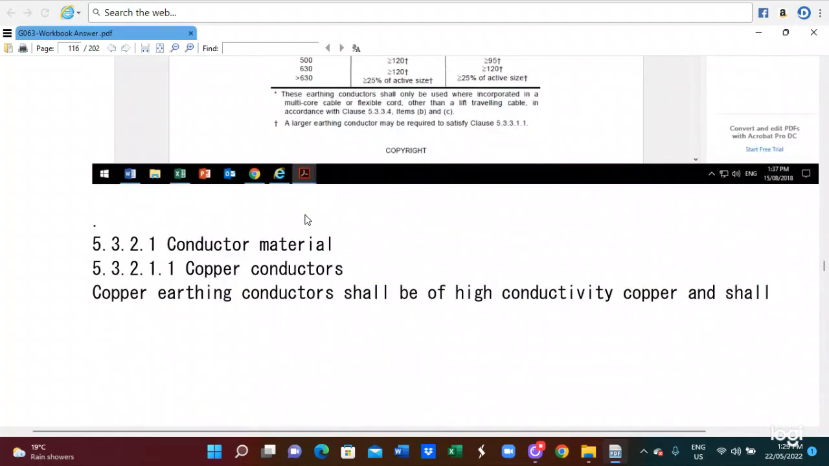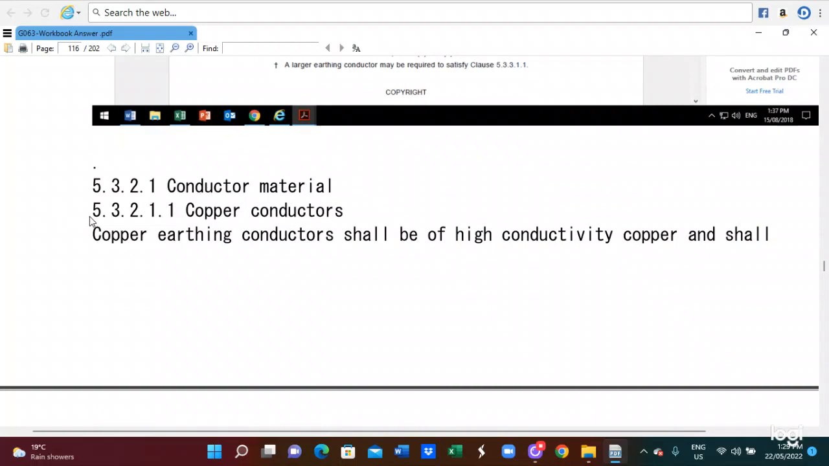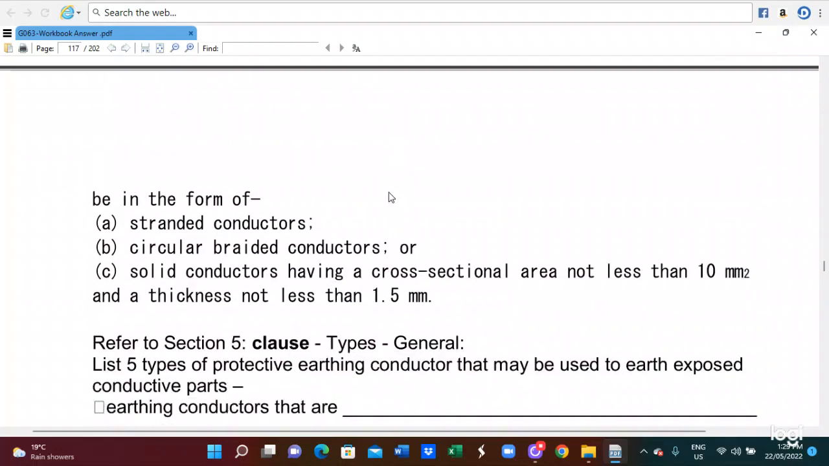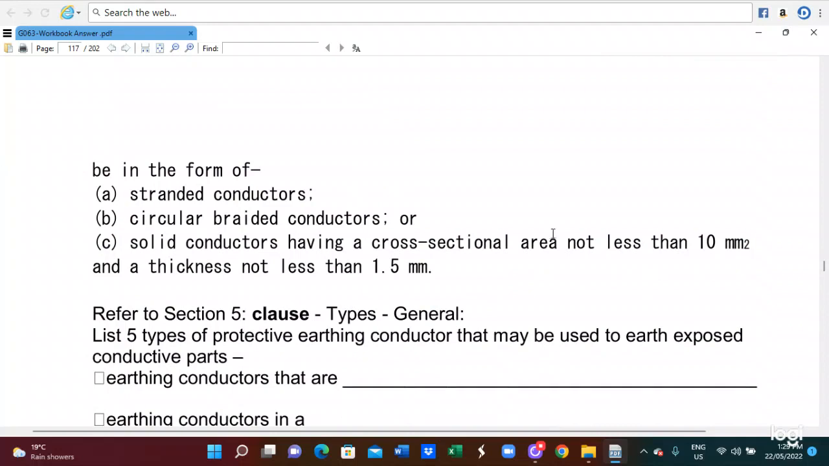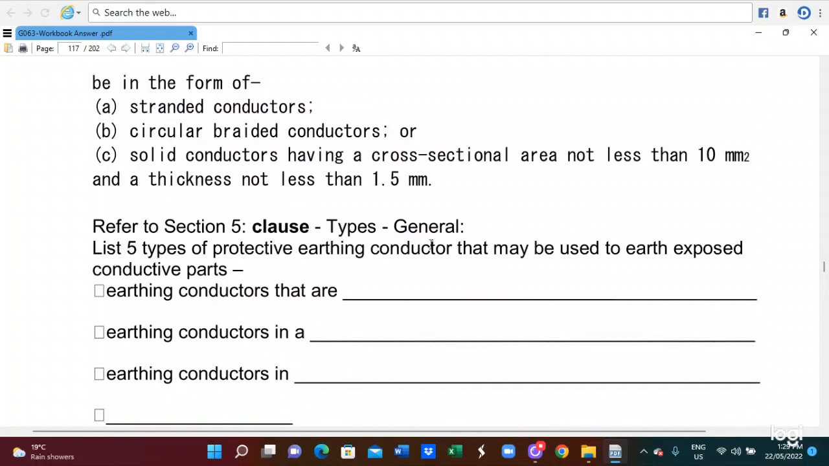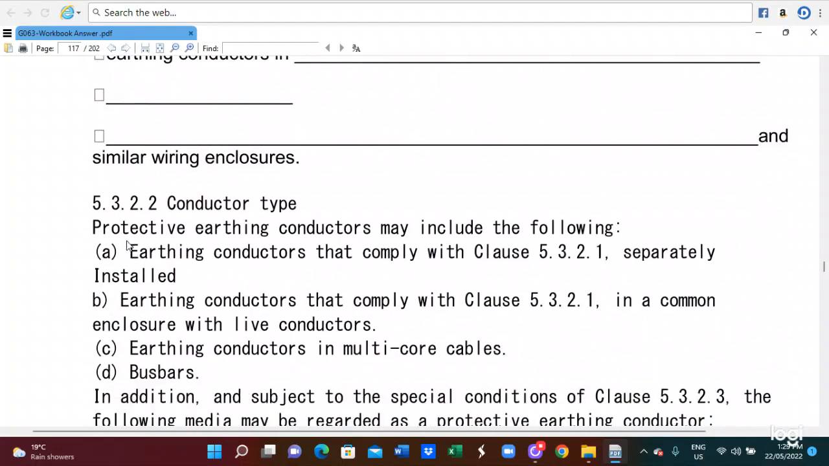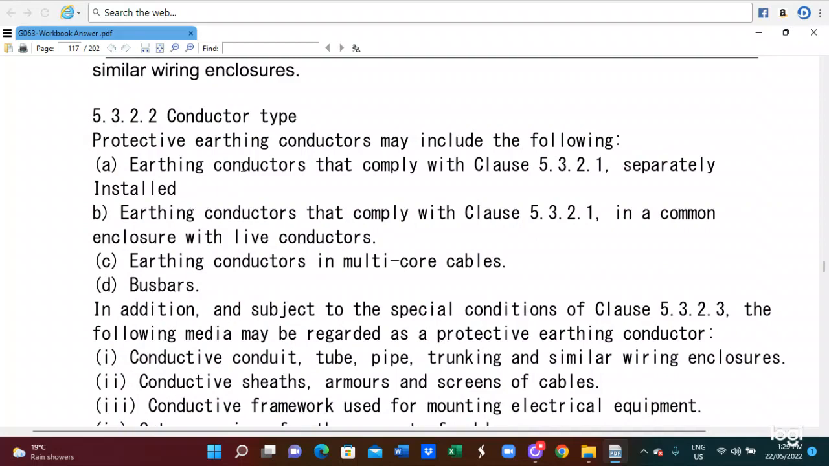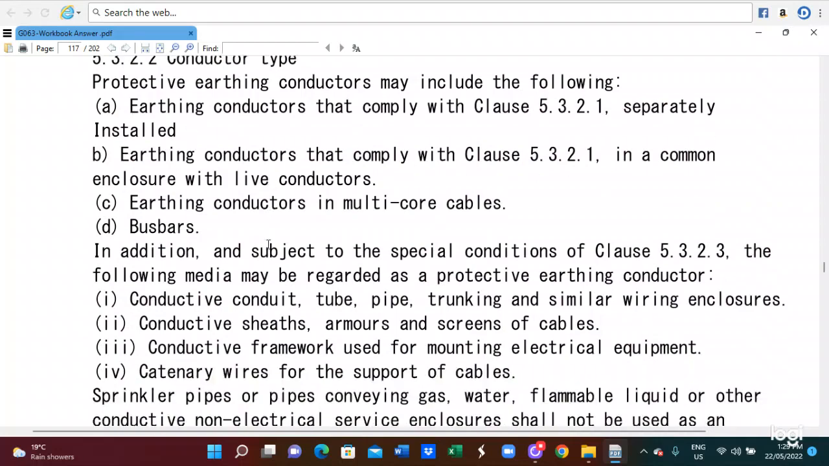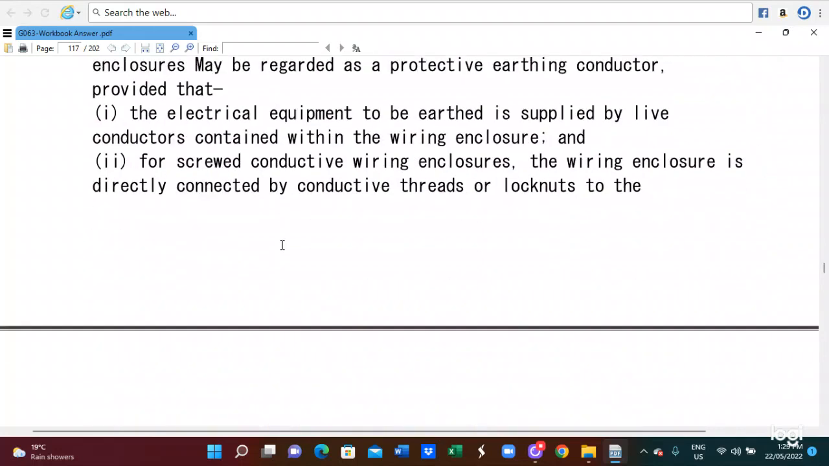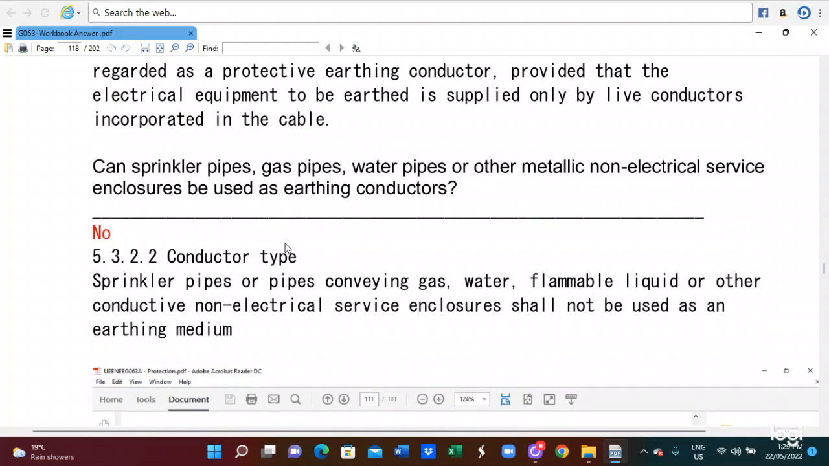For the conductor material, you refer to 5.3.2.1. The earthing conductor shall be of copper, either a stranded conductor, circular copper conductor, or a solid conductor having a cross-sectional area not less than 10 mm², thickness not less than 1.5 mm. So you have to refer to the section 5 clauses and the general requirements. 5.3.2.2 is the conductor type; you can read from here about the earthing conductor and also the transfer. And 5.3.2.3 is a special condition you have to follow.